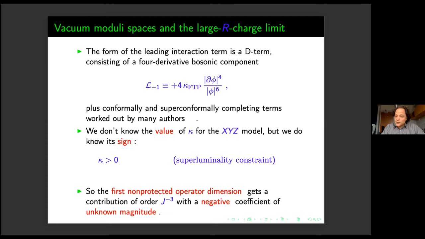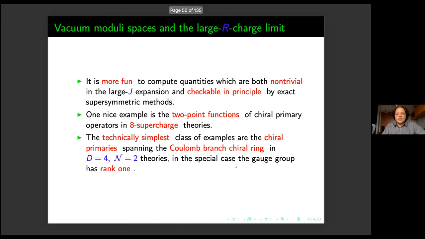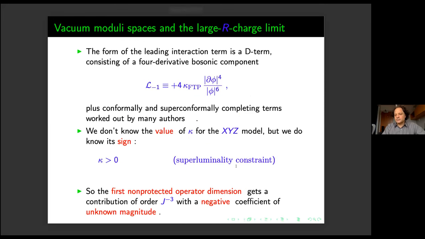Now, we don't know the value of kappa in the effective theory. We have no way of knowing it really, but we do know its sign, which is positive by a superluminality constraint, the sort of Arkani-Hamed, Vafa type superluminality constraint. So the first non-protected operator dimension gets a contribution of order J to the minus 3 with a negative coefficient of unknown magnitude, presumably of order 1. So questions so far?